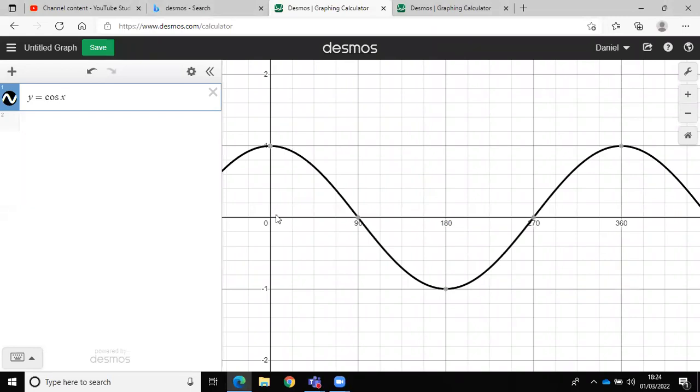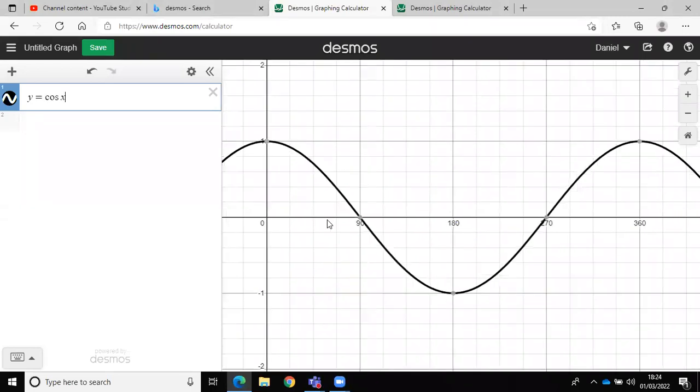At 0, when x is equal to 0, y is at its maximum. The wave is at its maximum. So this is your basic cos x graph. When x is equal to 0, y is at a maximum of 1. It cuts the x-axis at 90, hits a minimum at 180, cuts the x-axis at 270, and then finishes at 360. So it goes positive, negative, negative, positive.